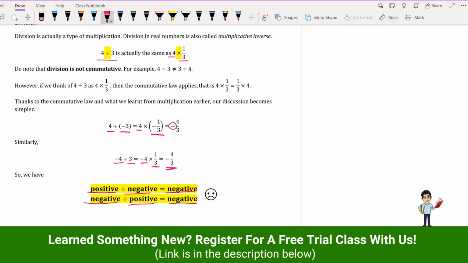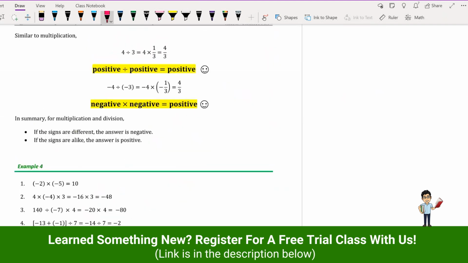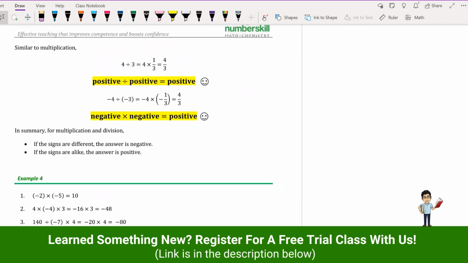However, do take note, even though we can change the divide to times, the division is not commutative. All right, 4 divided by 3 is not the same as 3 divided by 4. So don't mess up. Okay, so then of course we can talk about positive and negative. Negative divided by negative is the same as negative times negative. So like what we discussed earlier on, it becomes positive.